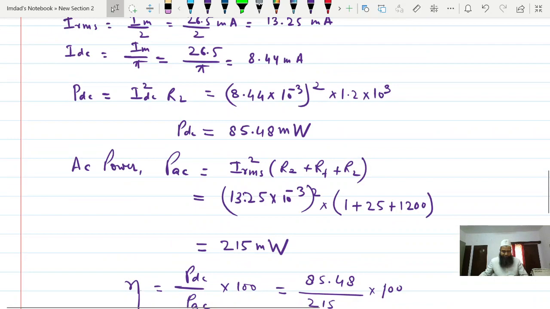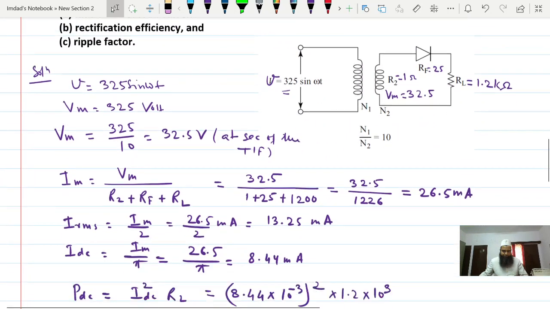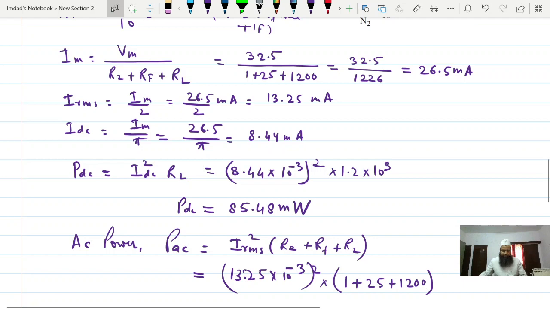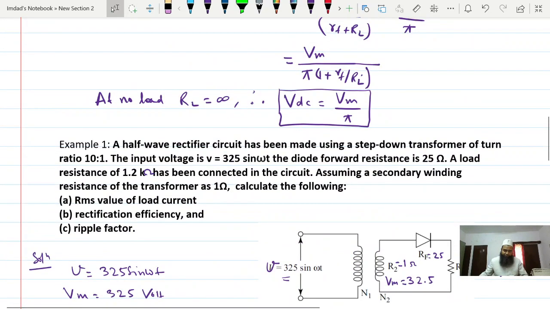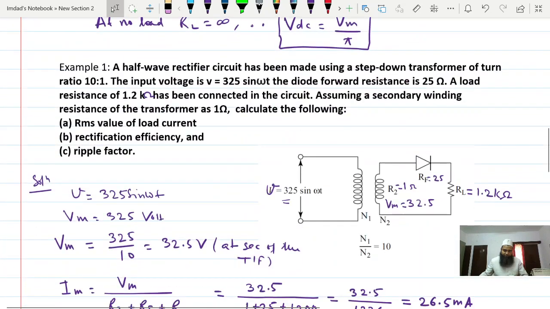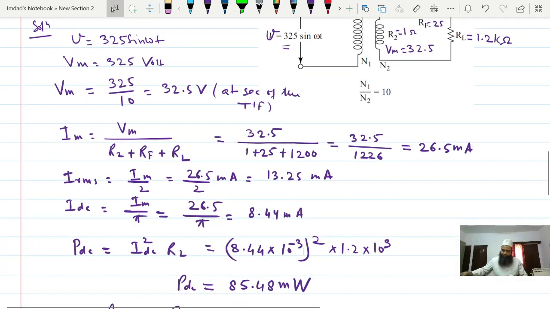Now this is all about this numerical problem. One care must be taken when calculating the power. This is 10 to the power minus 3 and we are squaring this. If you simply square 8.44, then your answer will be wrong. Please take care of this calculation. You go through the problem and solve it yourself.